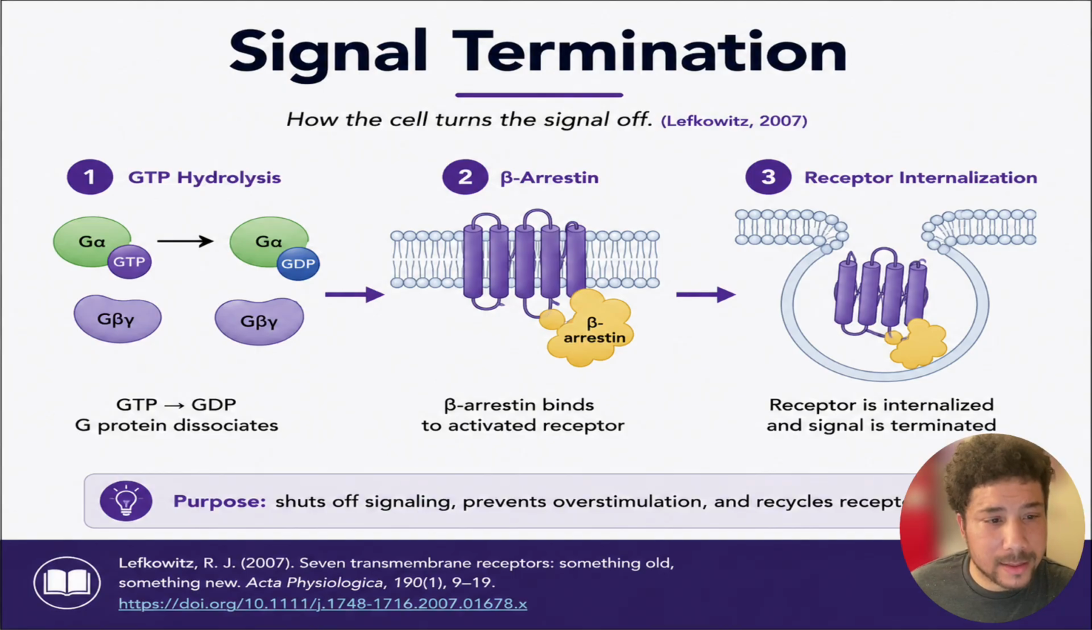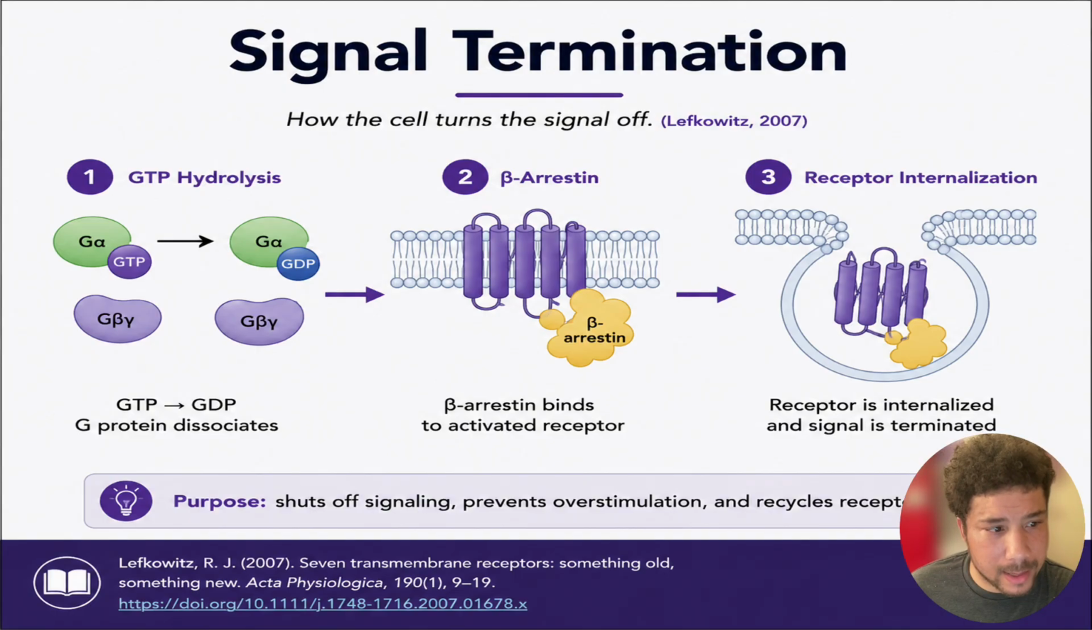The rate of GTP hydrolysis can be accelerated by regulatory proteins known as RGS proteins, regulators of G protein signaling. These proteins help determine how long a G protein signal lasts. The second mechanism involves beta arrestin.